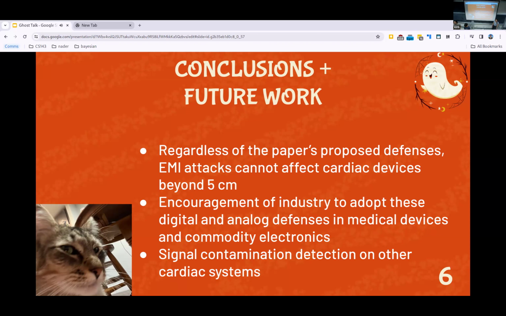However, even though it won't have too much of an effect on these medical devices in this particular application, this still doesn't mean that we shouldn't defend these devices in general. We encourage the industry to adopt these digital and analog defenses in the medical devices, as well as commodity electronics, because they are also being used in many, many other avenues that might have other workarounds that can be exploited. Specifically regarding this signal contamination detection, I think that kind of detection will make it easy to figure out what kind of attack is being used. And I think it is important because of the proliferation of all of these devices.